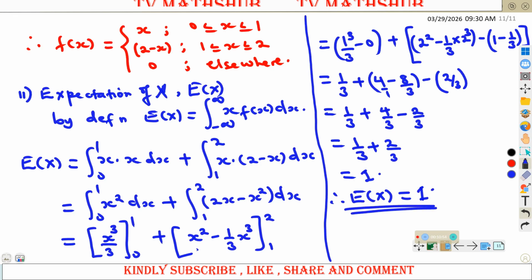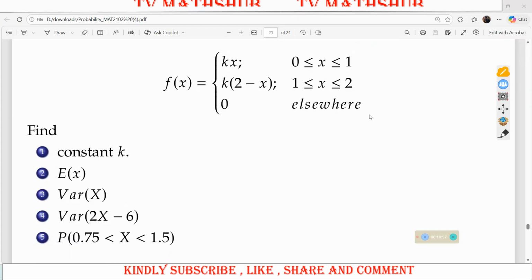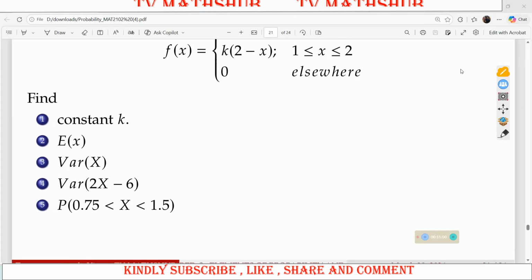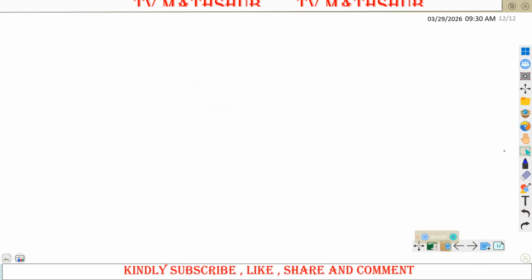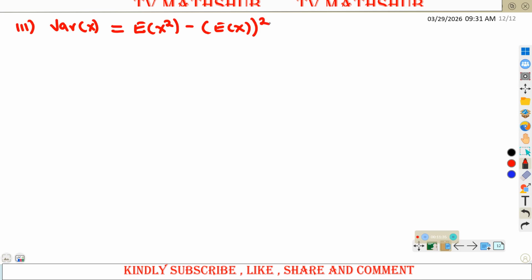So we have got the expectation of x, and next we need to get the variance of x. Let us talk about part 3, where we are looking at the variance of x. By definition, variance of x is the same as expectation of x squared minus the expectation of x, and this should be squared. We already have the expectation of x, so we need to look at the expectation of x squared.